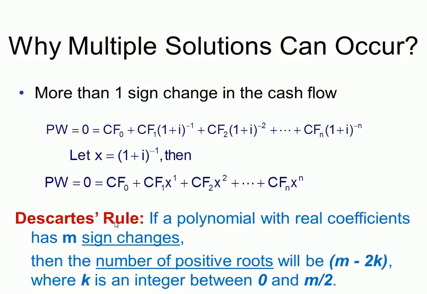Again, very important, it's a mathematical rule that guides these polynomial equations. If a polynomial has real coefficients, and of course cash flows are going to be real coefficients, either positive or negative, and has m sign changes, where m is more than 1, then the number of positive roots will be m minus 2k, where k is an integer between 0 and m over 2.